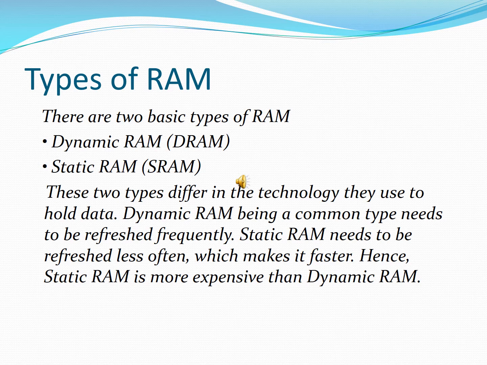Dynamic RAM, being the common type, needs to be refreshed frequently. Static RAM needs to be refreshed less often, which makes it faster. Static RAM is more expensive than dynamic RAM. This is the difference between static and dynamic RAM. You should mark these lines on page number 56. Did you understand?